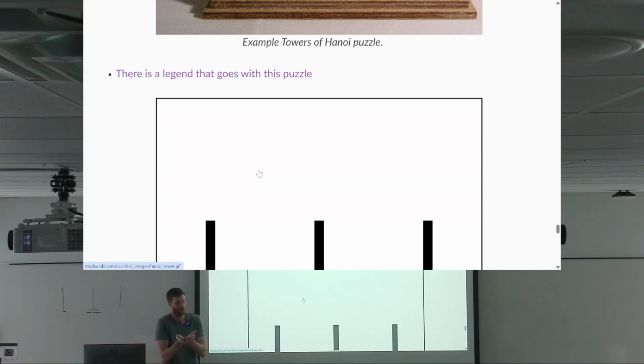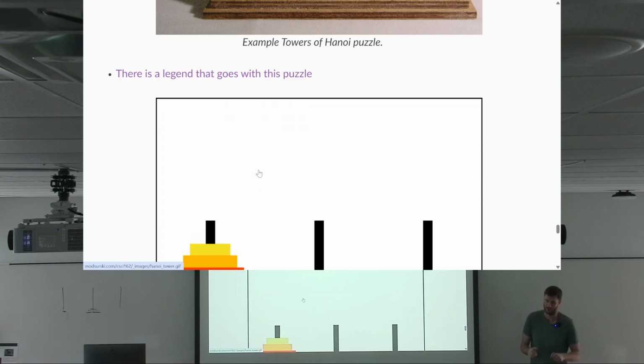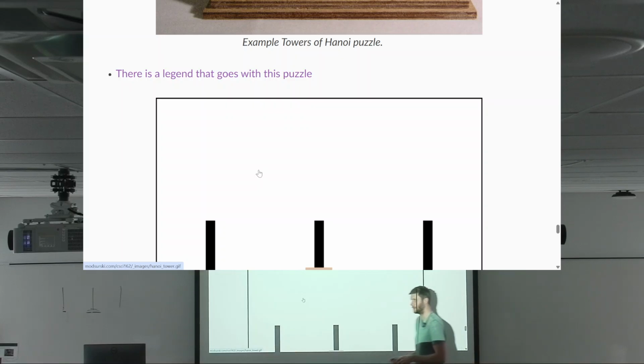So me as the monk, I'm okay to move them, but I got to put them down. It's Towers of Hanoi with 64 discs. And the legend says that once this monk finishes their job, which they are doing very diligently, the universe ends after they move 64 discs. It is what it is.